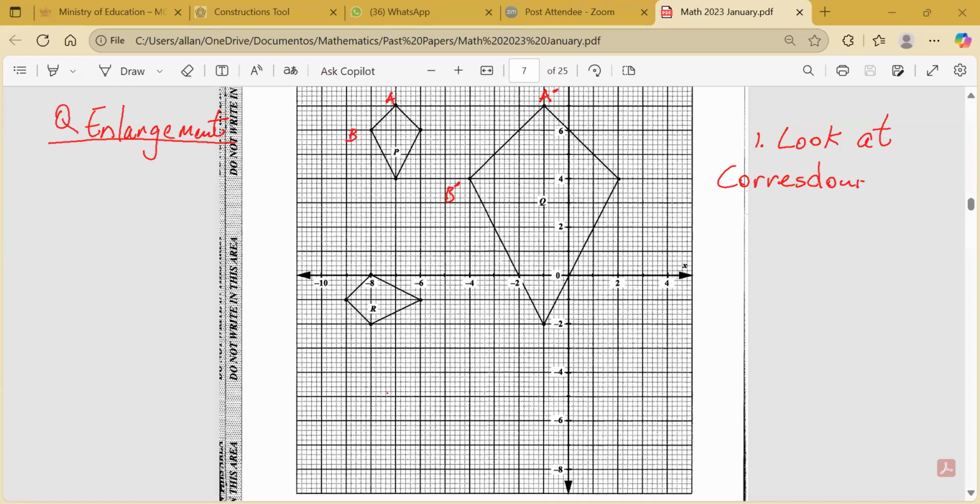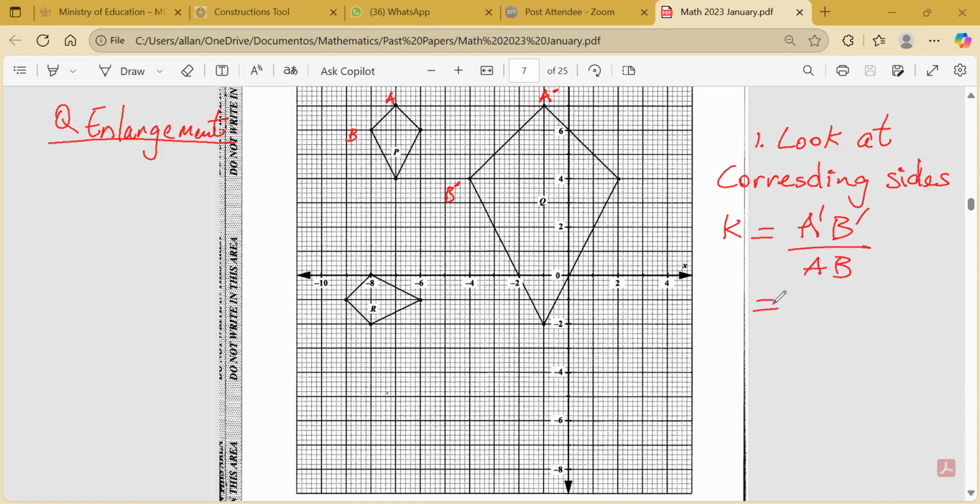Look at corresponding sides. So the scale factor K is equal to the side A prime B prime over AB.